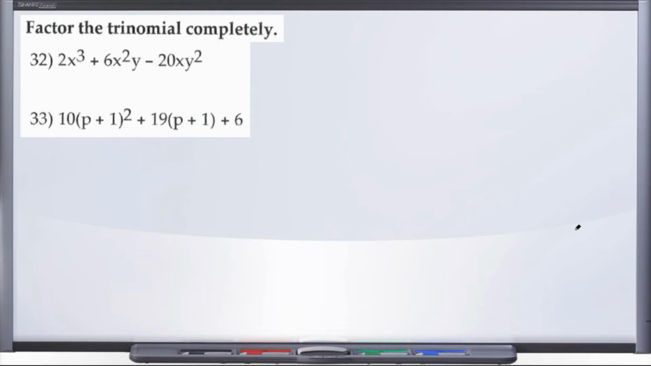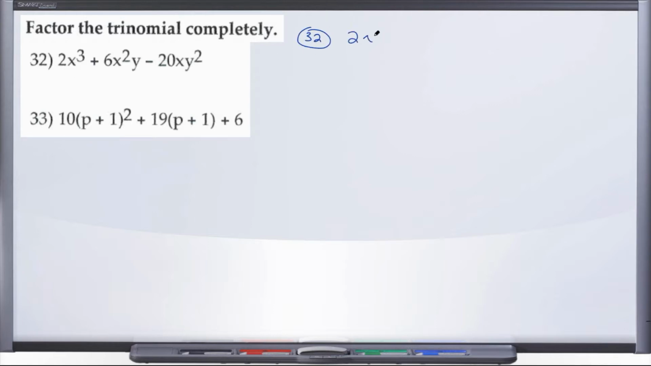All right, so we're coming now here to the end of the factoring the trinomial completely part. I think we have 32, 33, 34, and 35. So this video and one more, and then we'll be into another section. So let's go ahead and take a look at 32 and see what we've got.